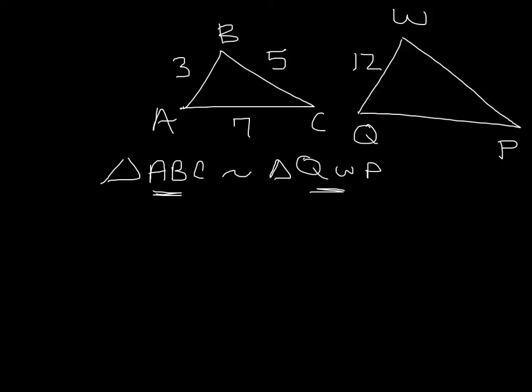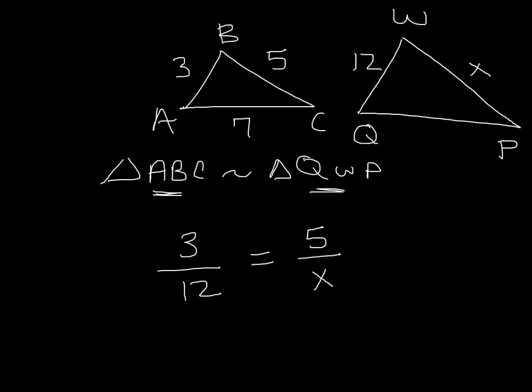So let's say that I wanted to know how long this side would be. So I'm using AB and QW. So I would say side AB compares to its corresponding side in the other figure in the same ratio that, now I have to get the side that matches up with my side with the X. So I take BC, which is 5. It has to compare to whatever value X has in the same ratio that the other comparison had.